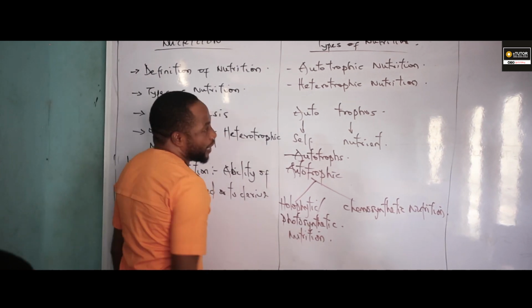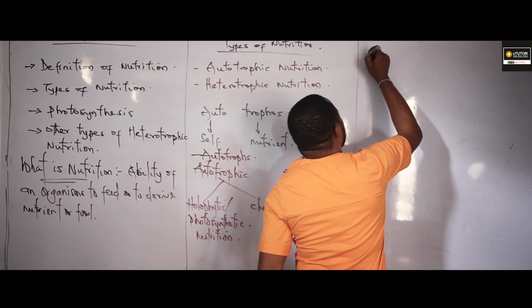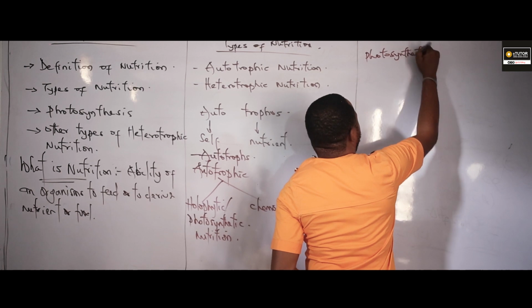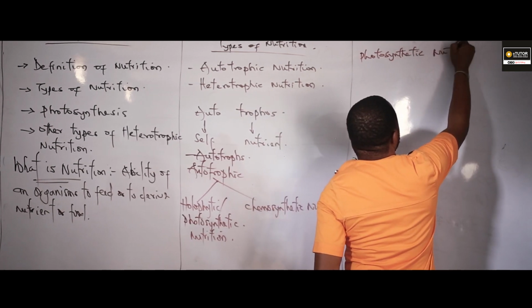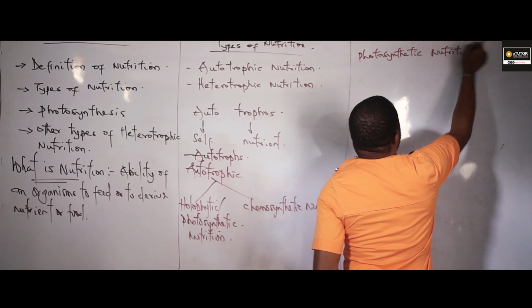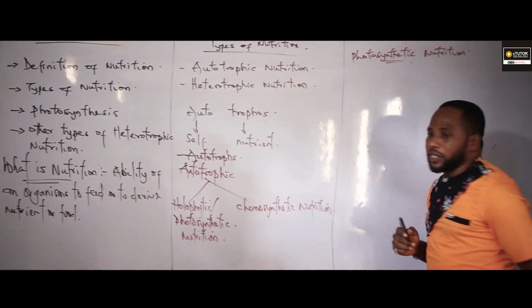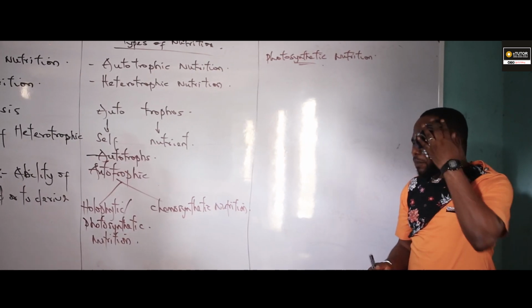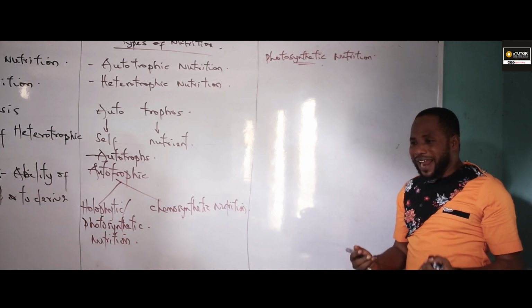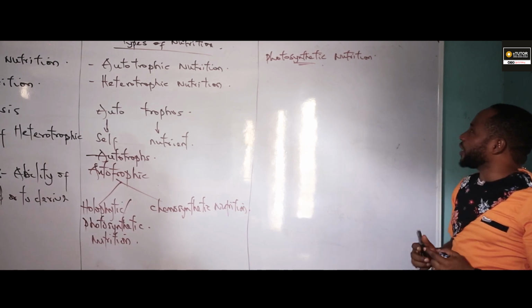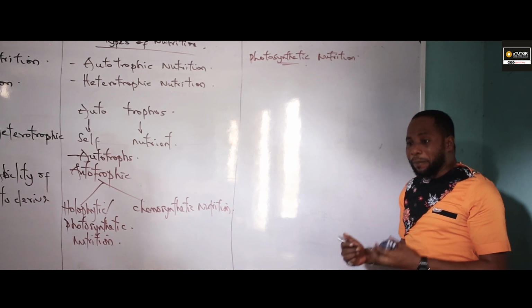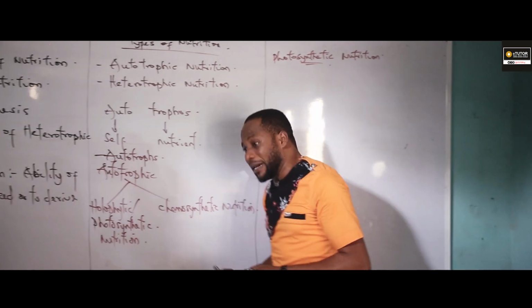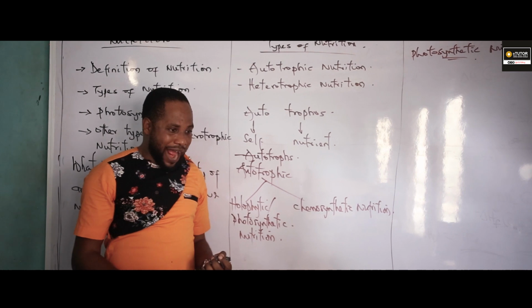Now, let's look at it one after the other. The first one, photosynthetic nutrition. This is the type of nutrition in which green plants manufacture their own food using inorganic substances in the presence of sunlight.